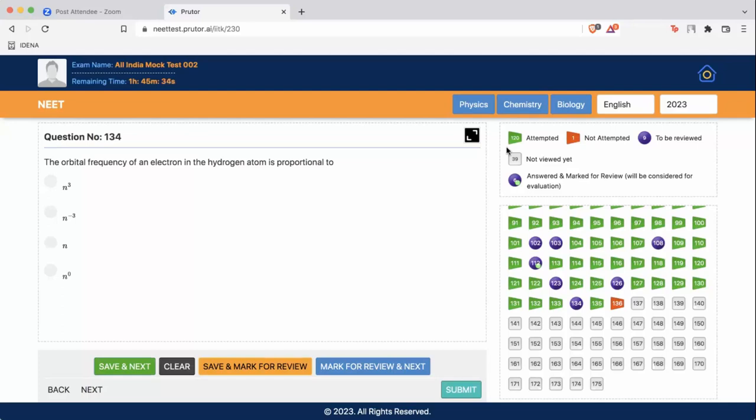No, we'll come back to that. V squared by R is equal to KZ squared by R. We know that R is directly proportional to, oh, my bad, R is directly proportional to n squared by Z. I was doing N cubed by Z, I'm sorry. So if R is proportional to N squared by Z, then it should get N to the power minus 3, whereas velocity V is inversely proportional to N.